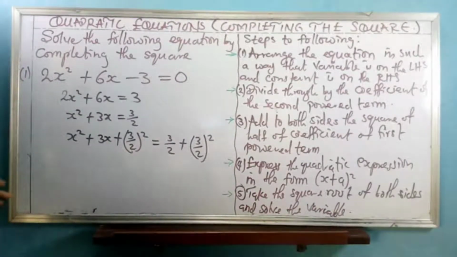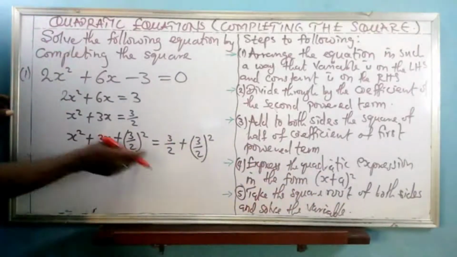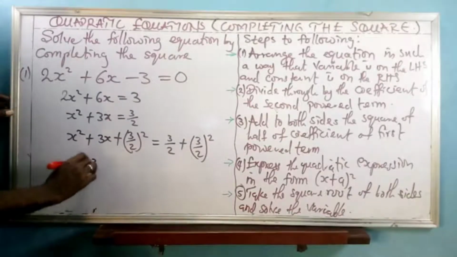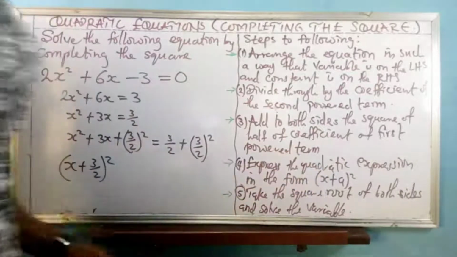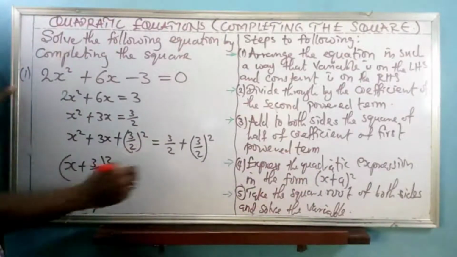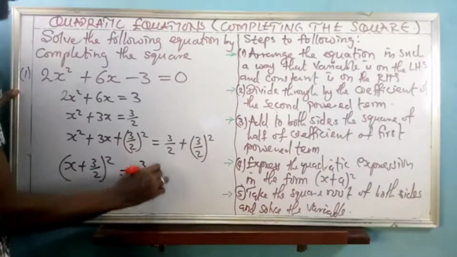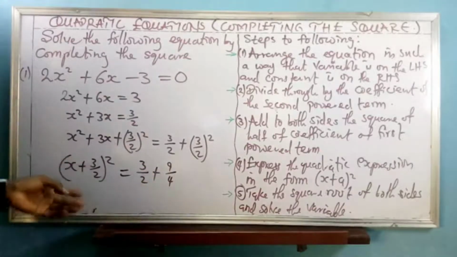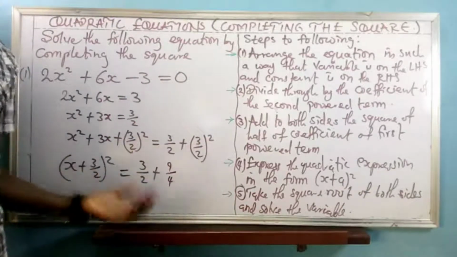The next question says what? Express as what? As a x plus a squared. So that's these two. We have to express it like a quadratic expression now. So we are going to have x plus 3 over 2 all in square. So that is like a quadratic expression in this form. The other side now, we need to simplify that one further. So we're going to have 3 over 2 plus 9 over 4. Do we get that? How do we get that? 3 squared, 9. 2 squared, 4. Do we get that one?